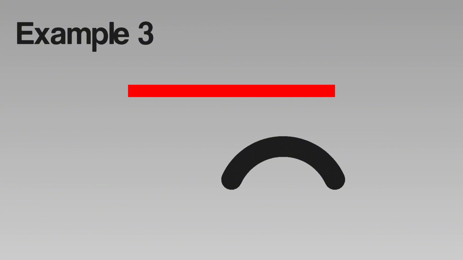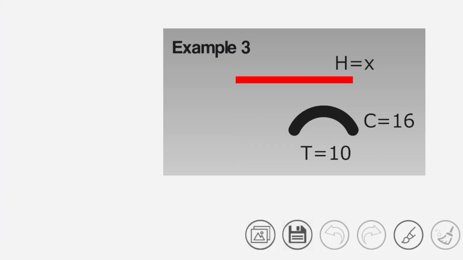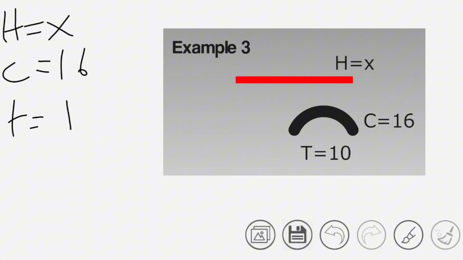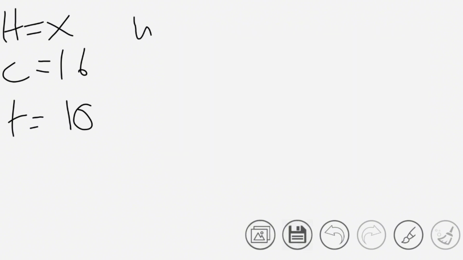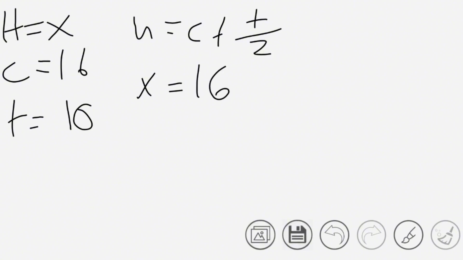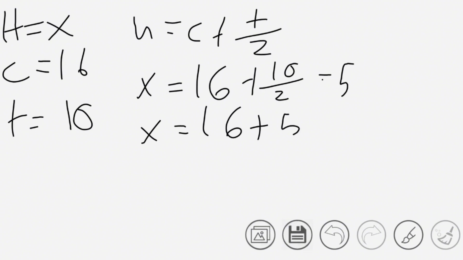If a segment is 10 units thick and has a curvature of 16, what is the height of the segment? Now let's do the same thing. We have h, which is what we're looking for, which will be x, c is 16, and t is 10. Now as usual, we have the formula h is equal to c plus t over 2. Just replace the values. X is equal to 16 plus 10 over 2, which then will be 5. X is equal to 16 plus 5, and finally x is equal to 21, and that's our answer.